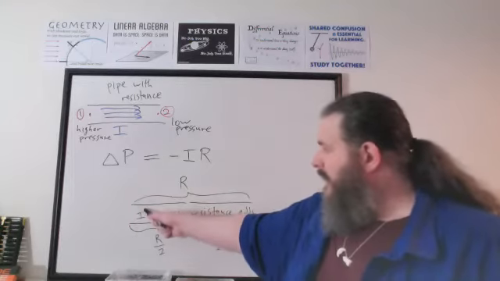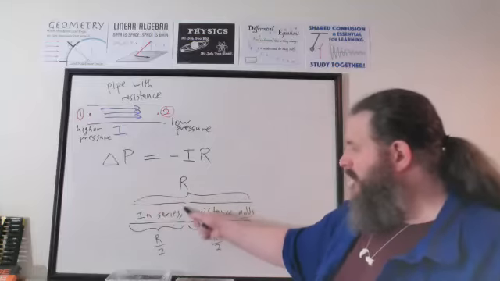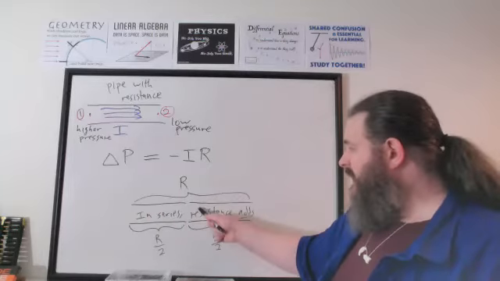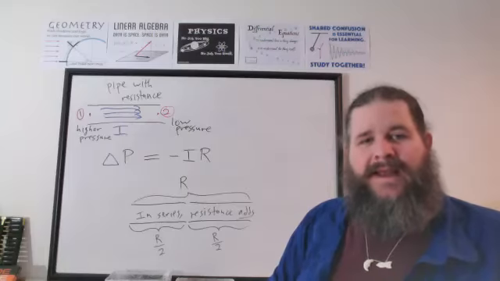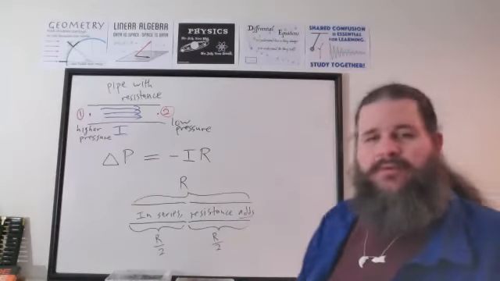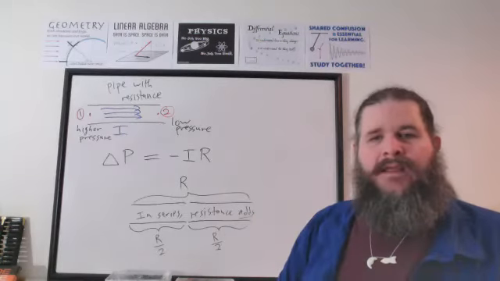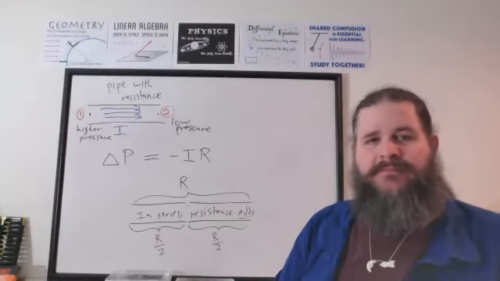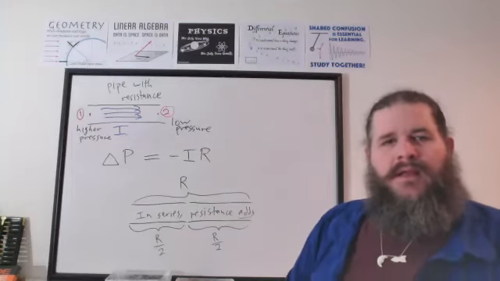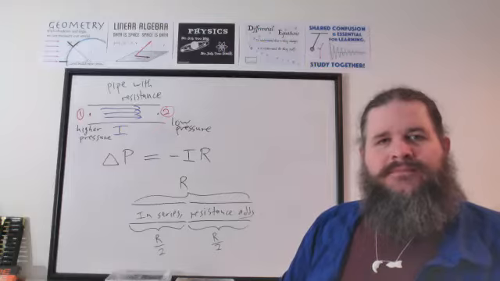High pressure, kind of high pressure, medium high pressure, medium low, kind of low, low. It's losing pressure at a constant rate as it flows through this uniform pipe. And every centimeter of distance it flows, it loses a certain amount of pressure. Any questions on that so far?